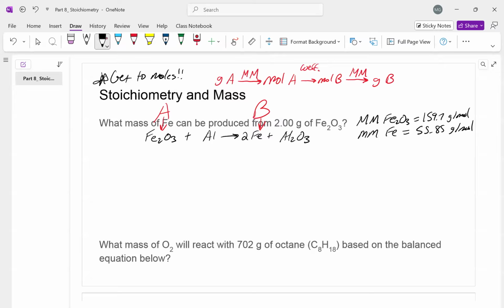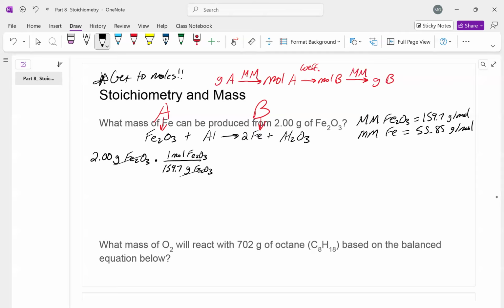So now that we have a kind of a plan here, let's put this into action using our conversion factors. So again, we're going to get to moles. I start with what I'm given. I got 2 grams of Fe2O3, and I want to get to moles of that first. So I'm going to use the molar mass. All right, so the problem's giving it to you, the 159.7, but just in case, make sure you know how to calculate that.